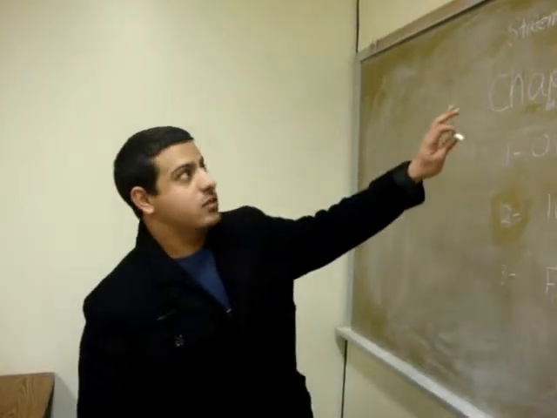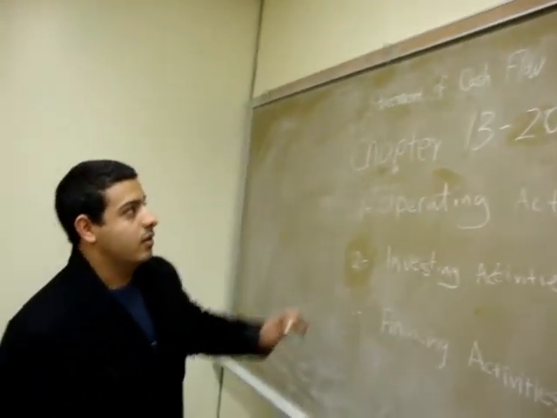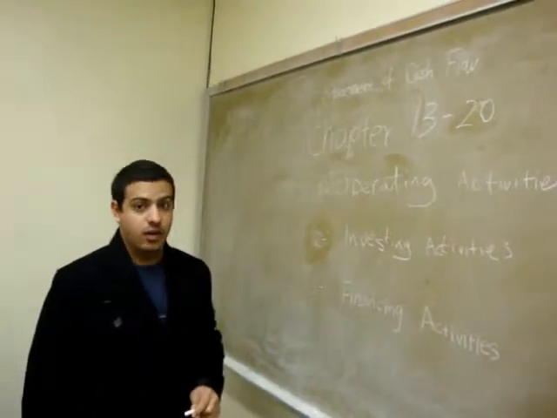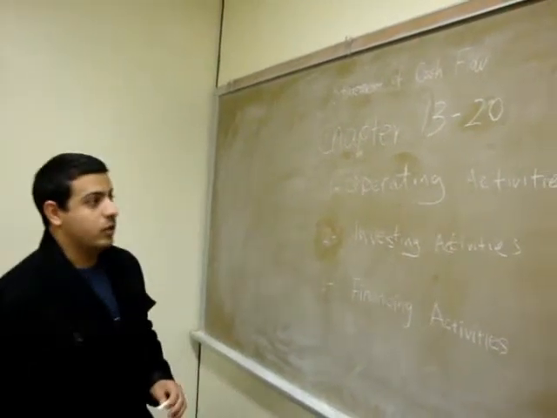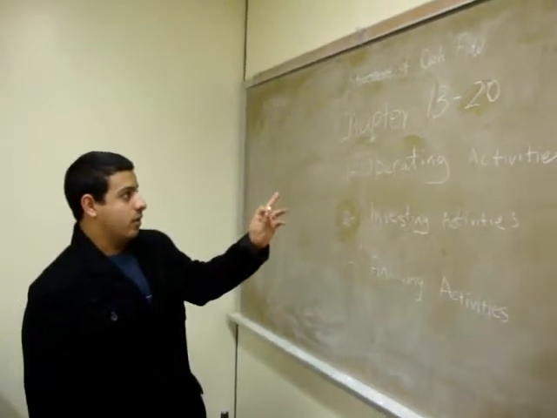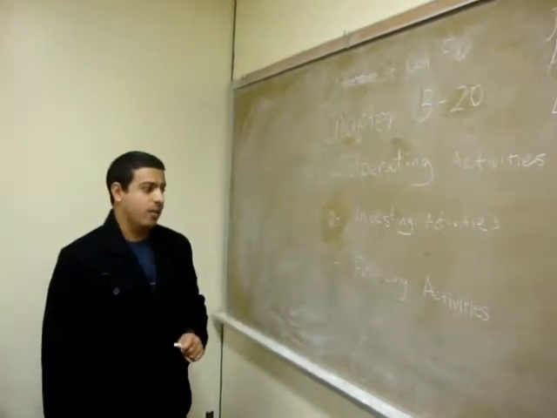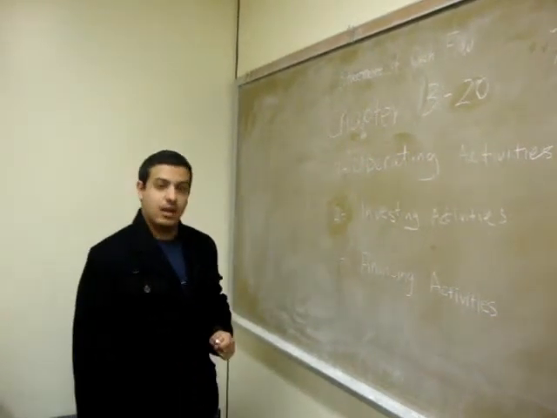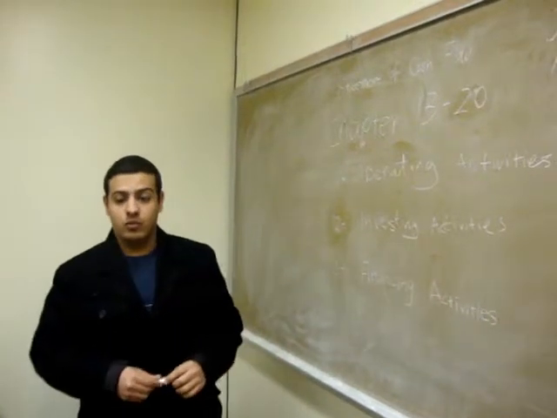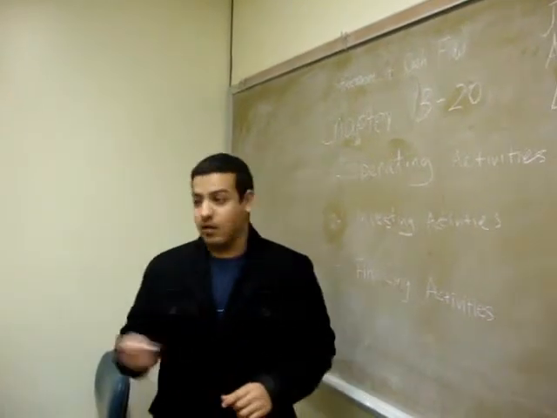We're going to talk about the statement of cash flows, chapter 13, accounting 202. We're going to do operating activities and investing activities. Also, we're going to do financing activities. We will discuss these by our group.